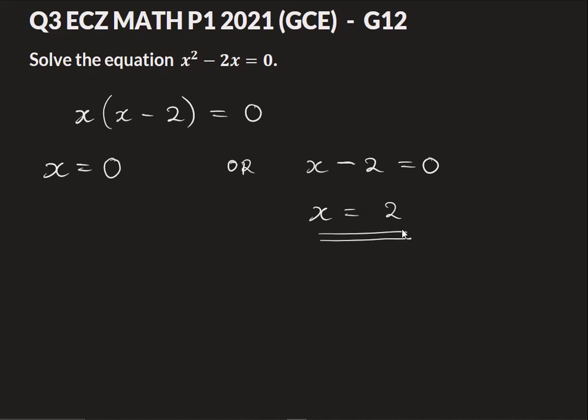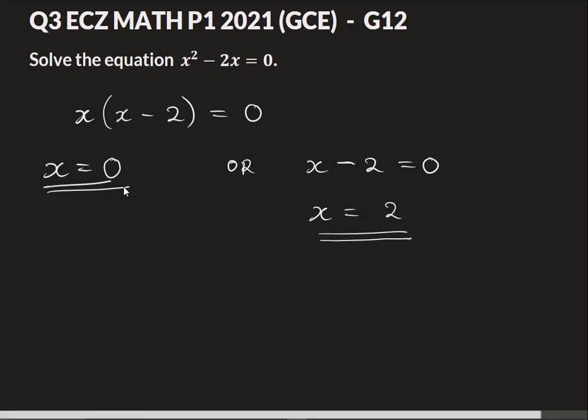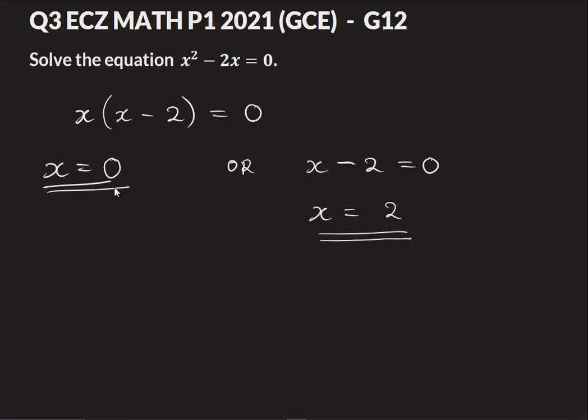Remember, whenever you solve an equation, that solution can be tested. So our two solutions are that x is equal to 0 or x is equal to 2. 2 squared is 4. 4 minus 2 times 2 is 0. You can see everything adds up.